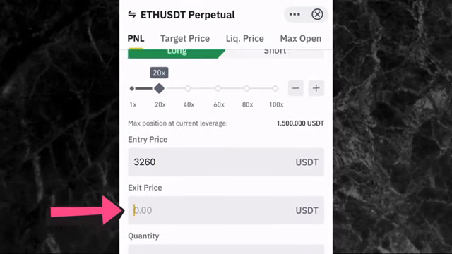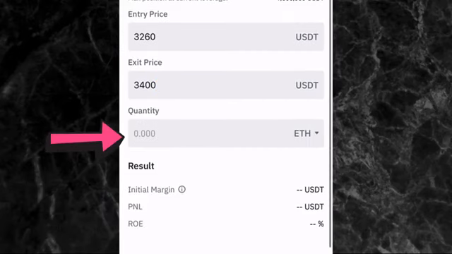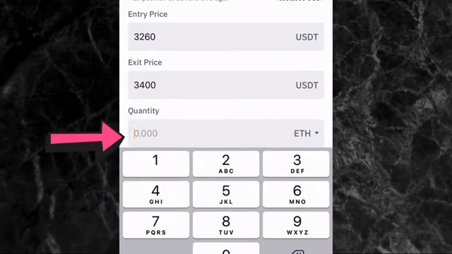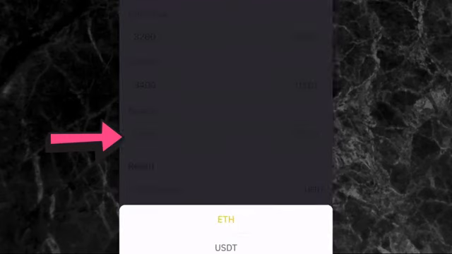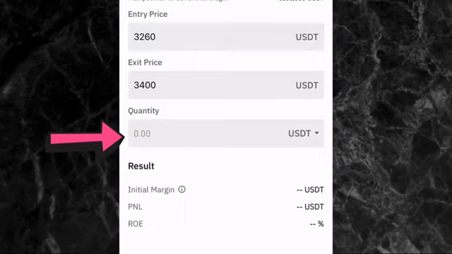For the exit price here, you're going to enter the price at which you want to close the position or take your profit. Let's say $3,400, for example. Now here you're going to put in the quantity of ETH, but let's just pick USDT. So you tap that drop down arrow and tap USDT.